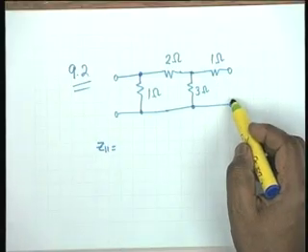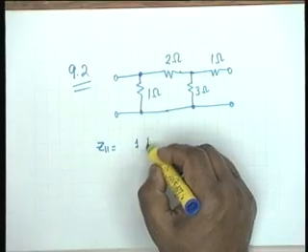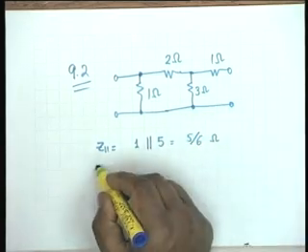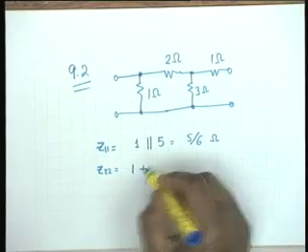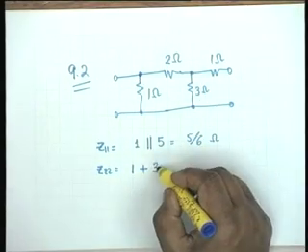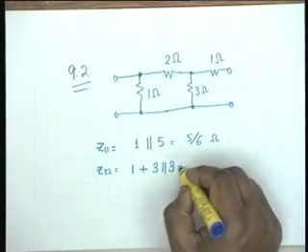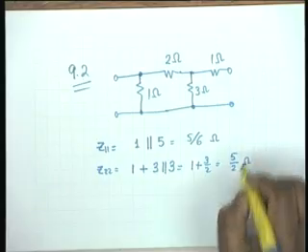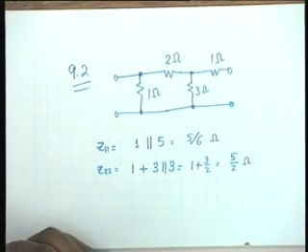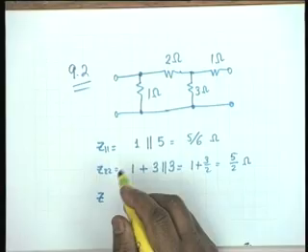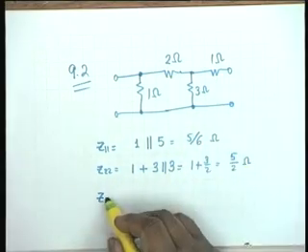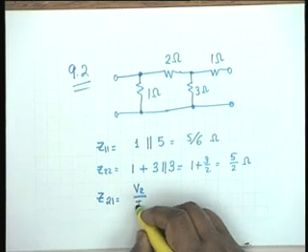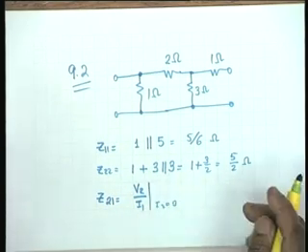If I keep this open, then Z11 is 1 parallel 5. That is 5 by 6 ohms. Z22 would be 1 plus 3 parallel 3. So this is equal to 1 plus 3 by 2, which is equal to 5 by 2. All right, 2.5 ohms. Z12, well, I know Z12 and Z21 shall be the same. Let's find out Z21. Z21 would be equal to V2 by I1 with I2 equal to 0. Let's calculate this.